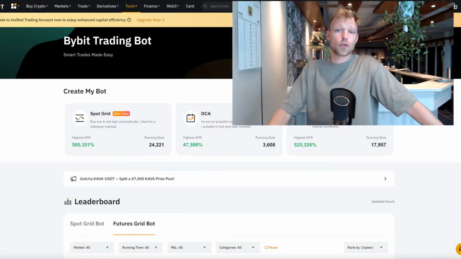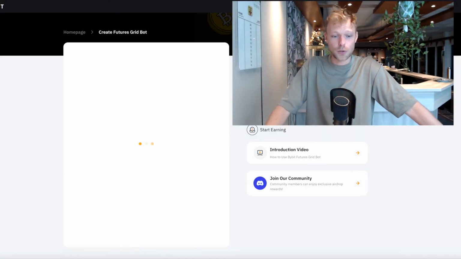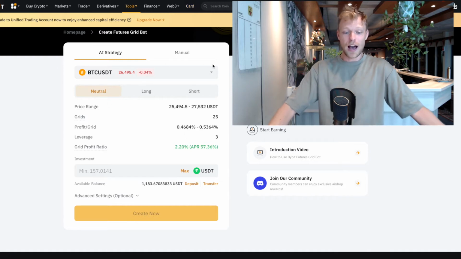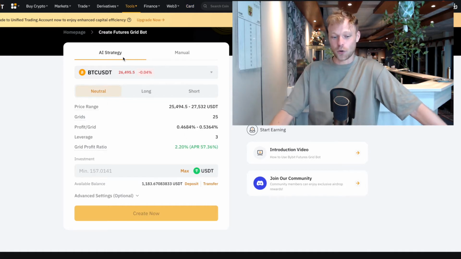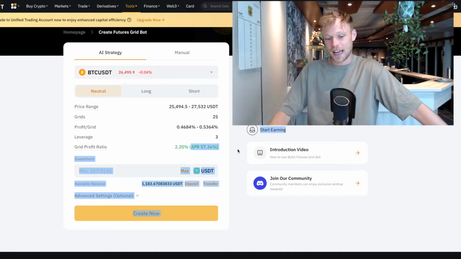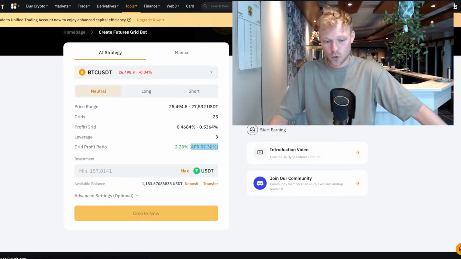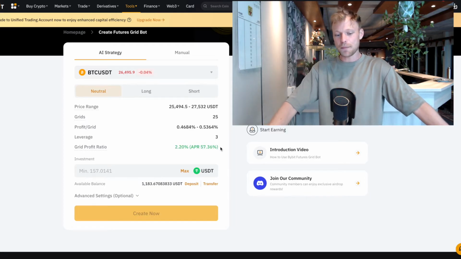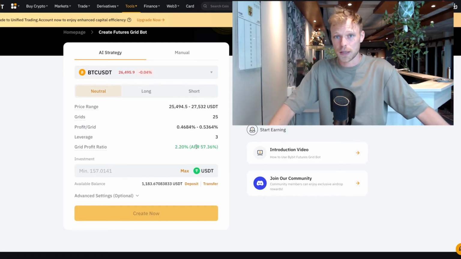So if you click on create futures grid bot, you can see again that it looks quite similar to the one from the spot grid trading bot. However, the APR is already very, very different, right? I mean, the APR on the spot market was around 2 to 4%, and right here we already see an APR of over 50%.